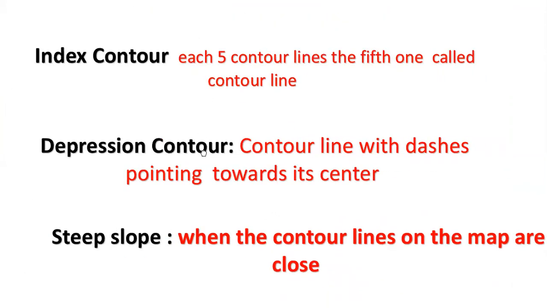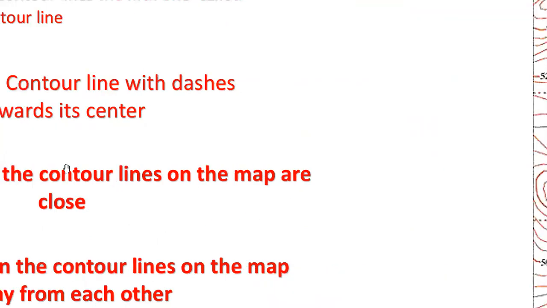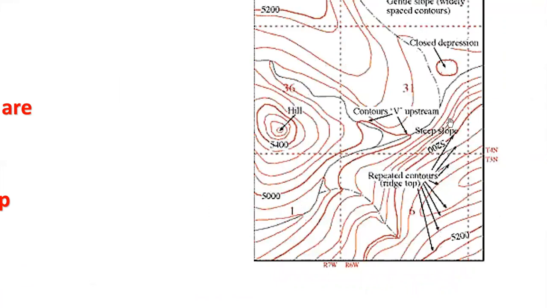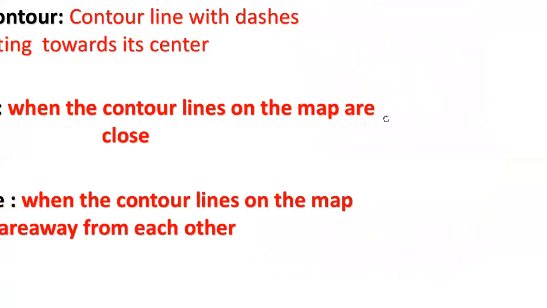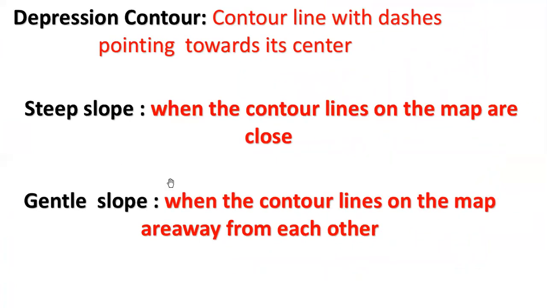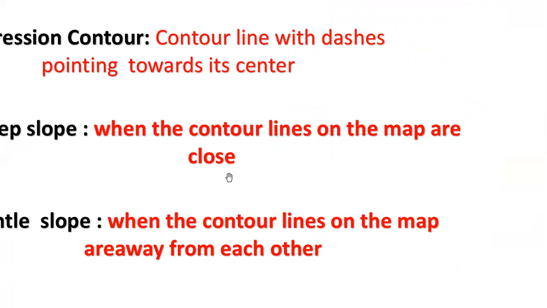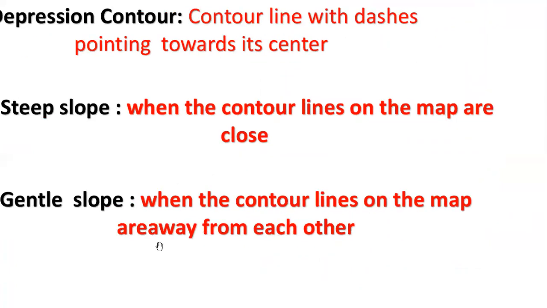A steep slope is when the contour lines on the map are close. Look here again. Here the contour lines are very close to each other, and here the contour lines have wide space, away from each other. When the contour lines are very close to each other, it means this area has a steep slope. But this area is not steep, it has a gentle slope. So the slope here is steep, but here it is gentle. So here is the meaning of steep slope and gentle slope: when the contour lines on the map are close, and when they are away from each other.